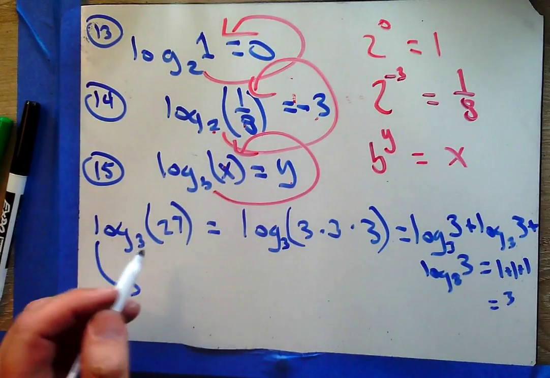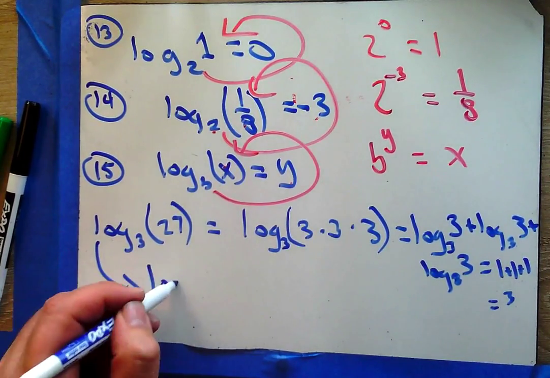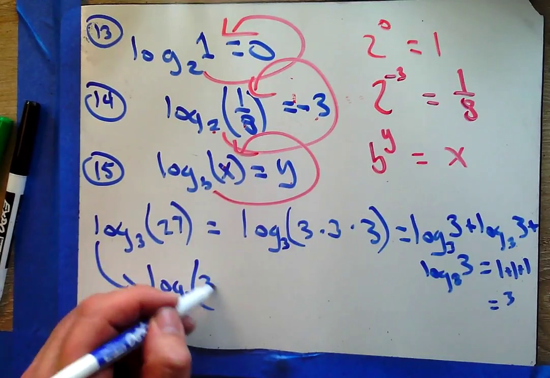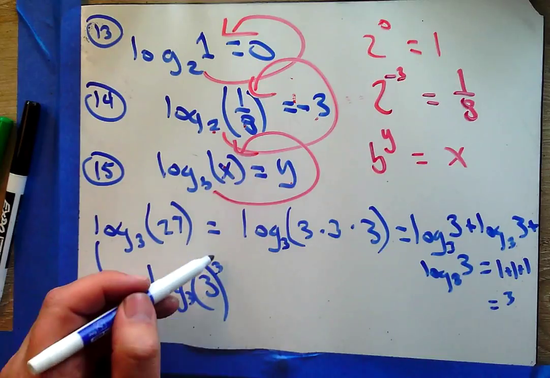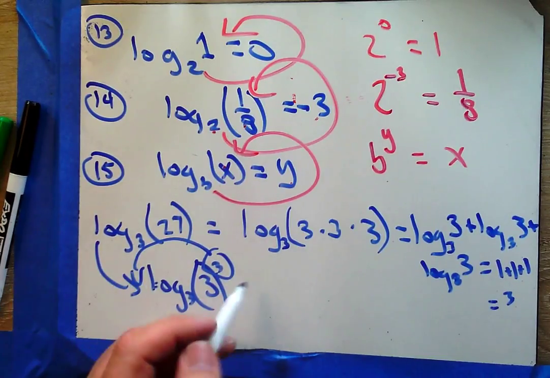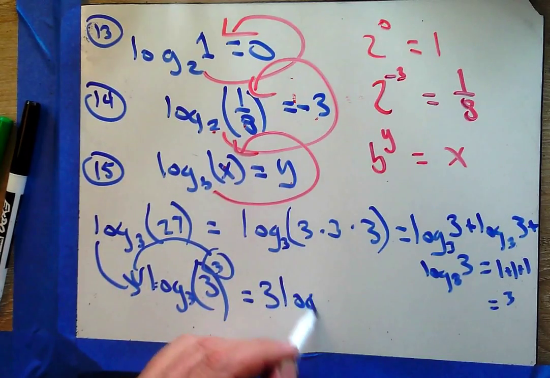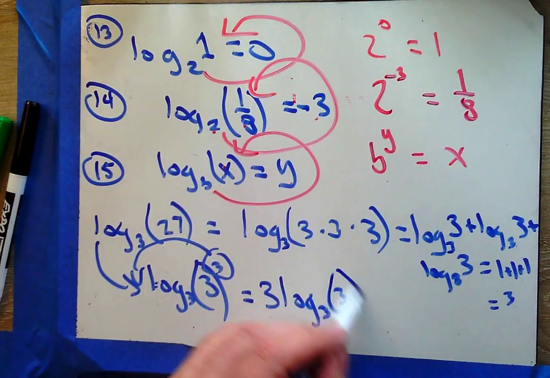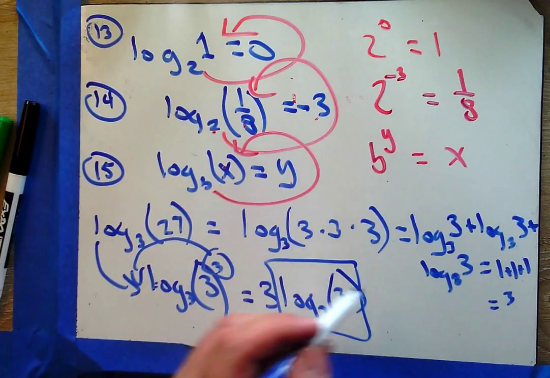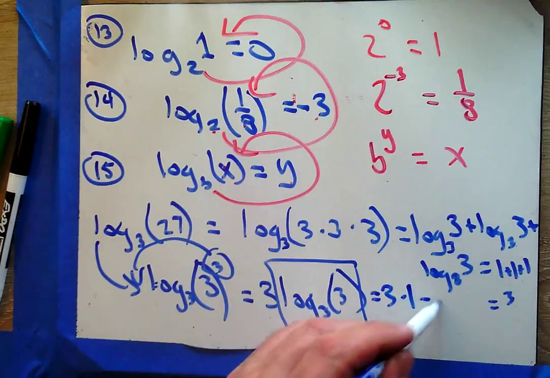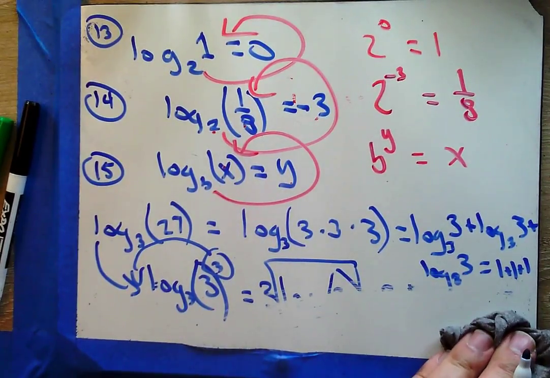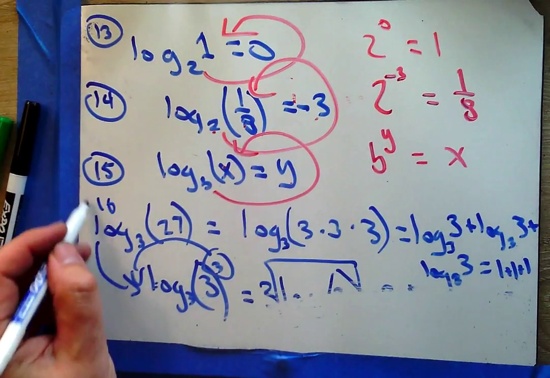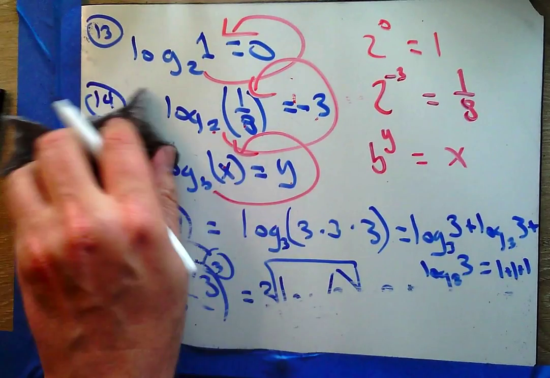I would probably do the problem like this, where I said log base 3 of 27 is 3 to the third. And then I say, oh look, an exponent with a log. So I can bring that down using the power rule. 3 log base 3 of 3. I know log base b of b is 1, so this is 3 times 1, or 3. Okay, there's 16. 17.